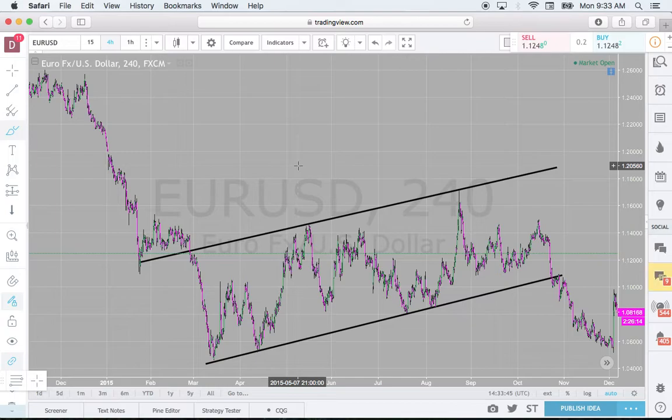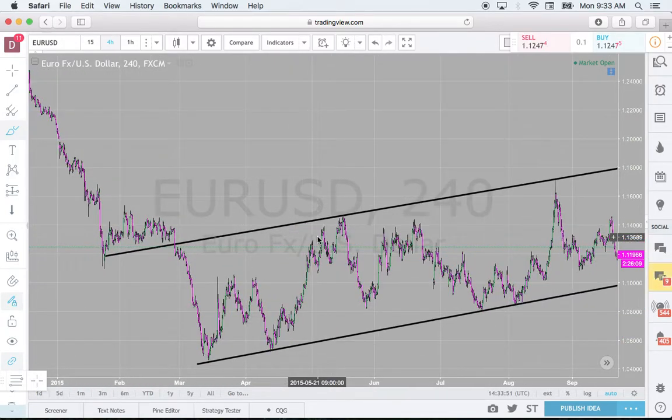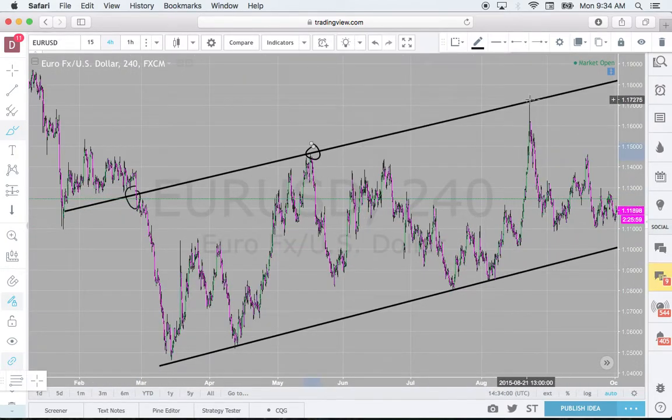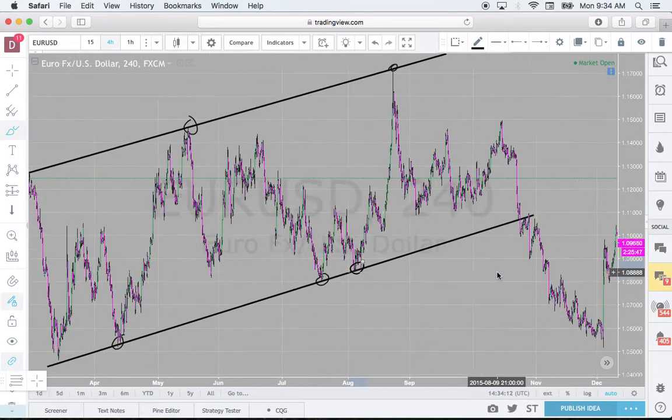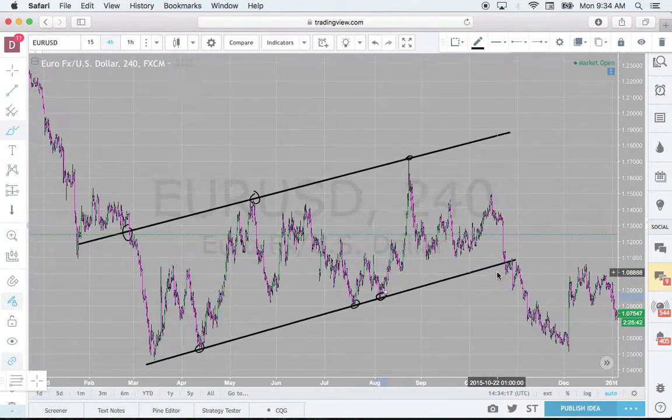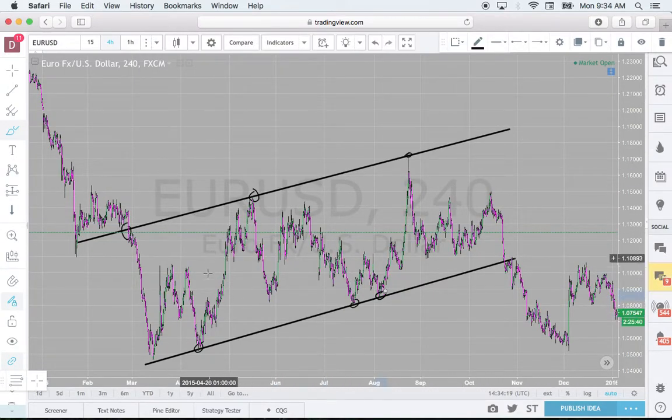And this very movement here of respecting these areas, whatever you want to call it, support and resistance or channels, this movement creates the basis of technical analysis. The entire system is built upon this movement right here.